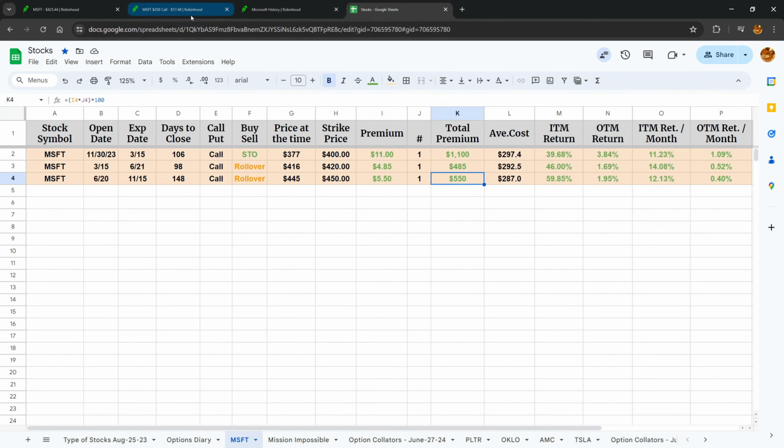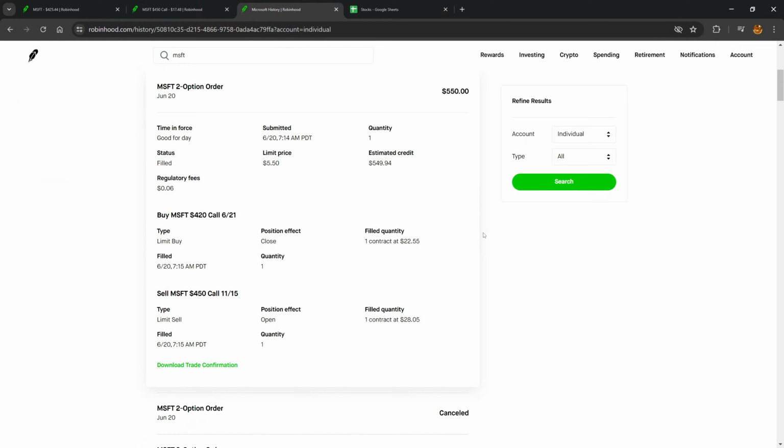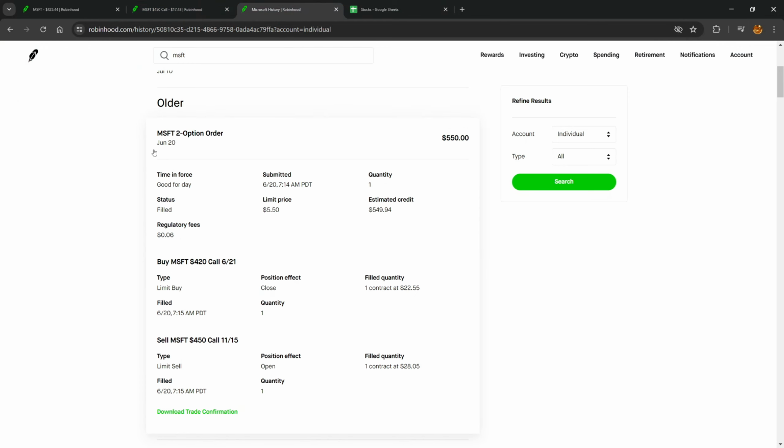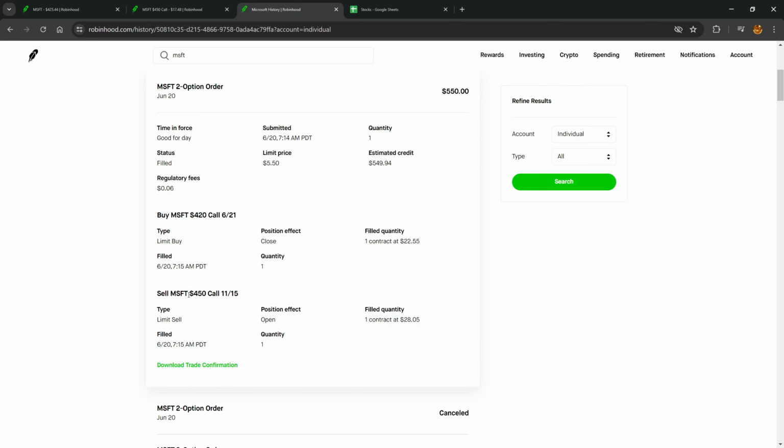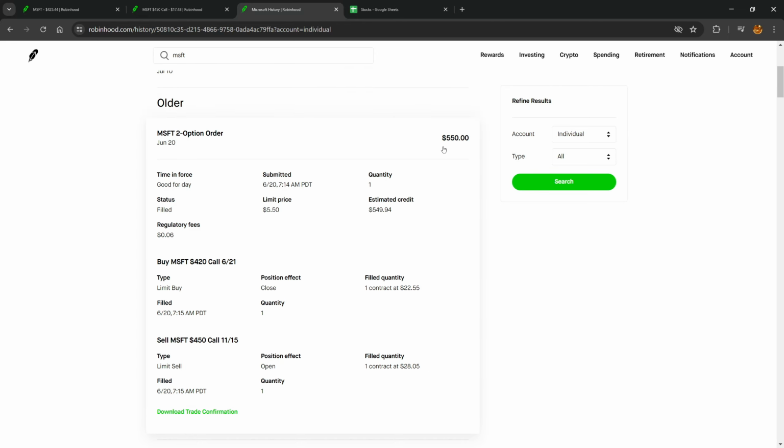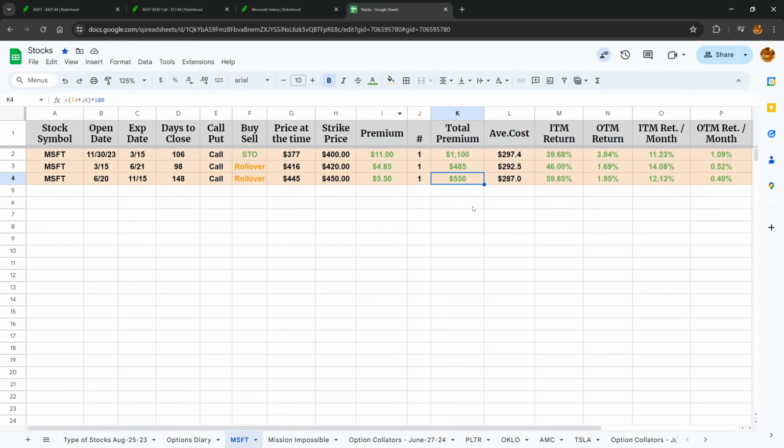Absolutely great. Let's go back to the history and show you. So if I scroll up here, you will see this is the trade that happened in my history. June 20, I bought to close for $22.55 per share, and at the same time I sold the 450 strike on November 15 for $28.05, resulting in a total credit of $550. So again, we are exchanging the extrinsic value, the time value, the implied volatility value in return for the intrinsic value that currently exists in this option.